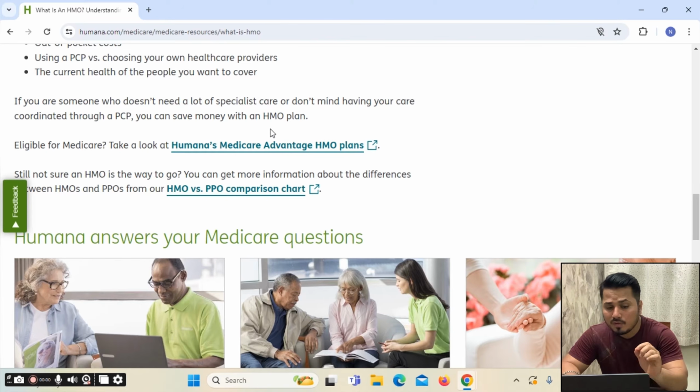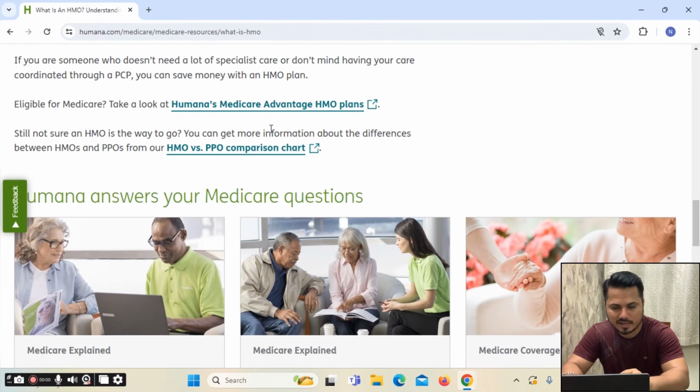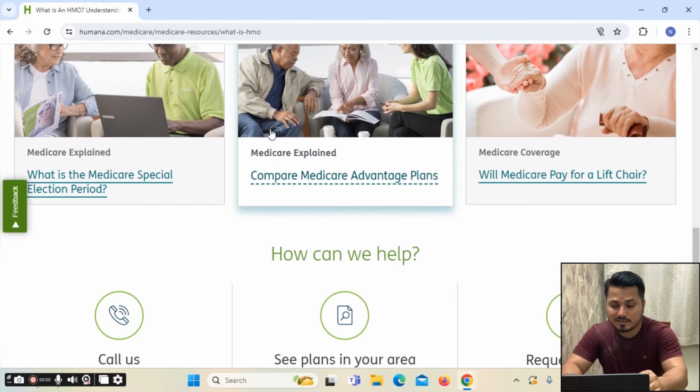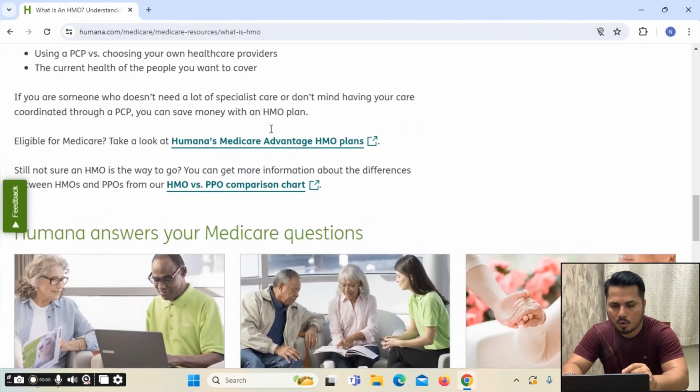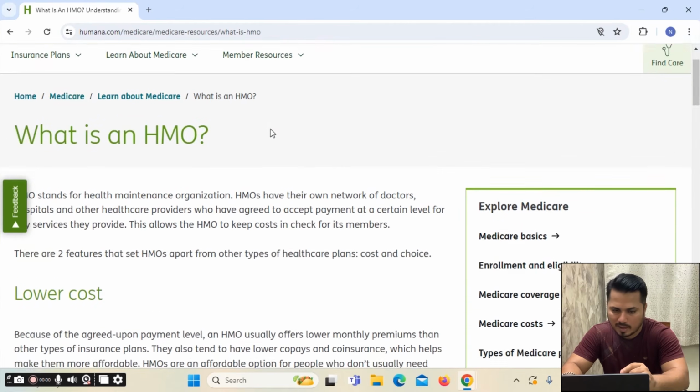Now, if you are eligible for Medicare, here is the option. You can take a look at that. You can click and find the details there. Still not sure an HMO is the way to go? You can get more information about the difference between HMO plans and PPO from an HMO versus PPO comparison chart, so you will find the details there. So this was the explanation. Now let's go back.